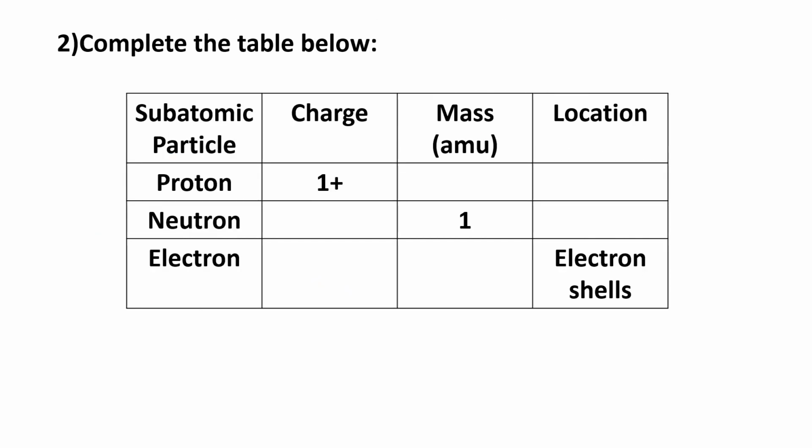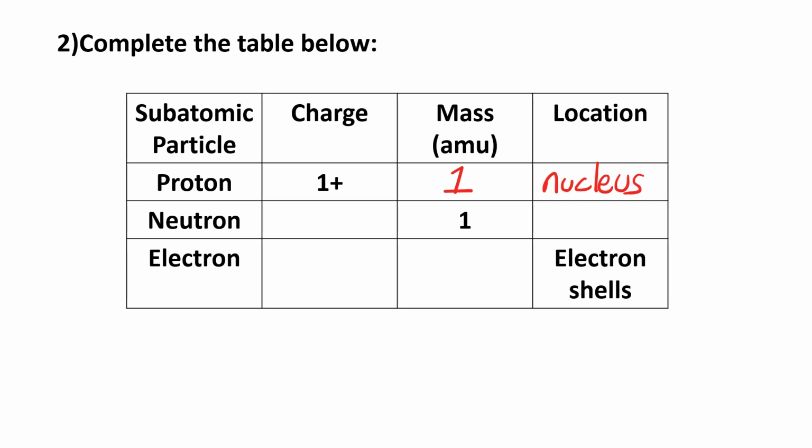I've seen this question several times on GCSE exams. Complete the table below. So first of all, let's fill in the information for protons. We've already got that protons are positive, 1 plus. The mass of a proton is 1 AMU, and it's found in the nucleus.